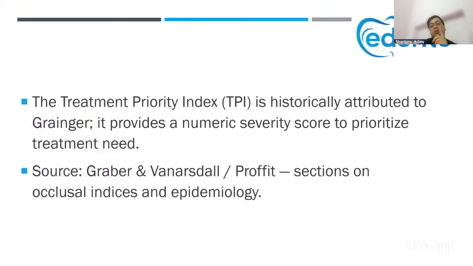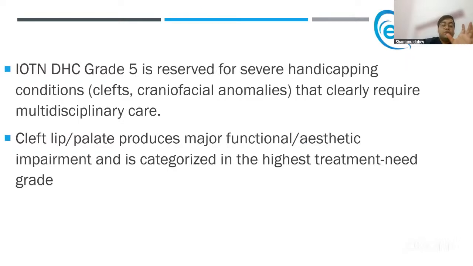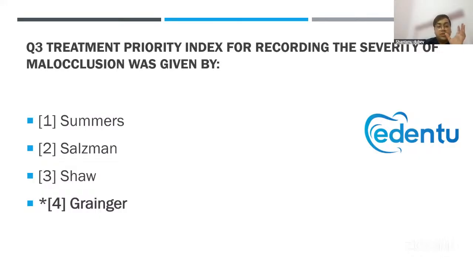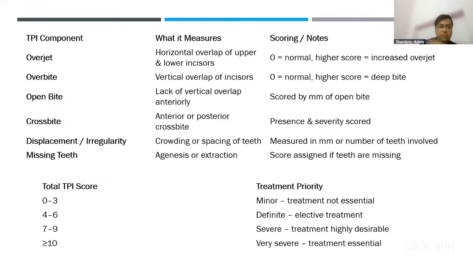So the TPI given by Granger, IOTN is something which was looking at the treatment need in orthodontics. Whereas if you look at the treatment priority index, the concept is similar. Okay. So basically, it is providing a numerical severity score to prioritize treatment needs. Very similar. Okay. But the things are different. So the way it divides is very, very different. So basically, what they are taking is the components here. It is, I would say, much more standardized as compared to IOTN, in the sense that it is easier to remember.